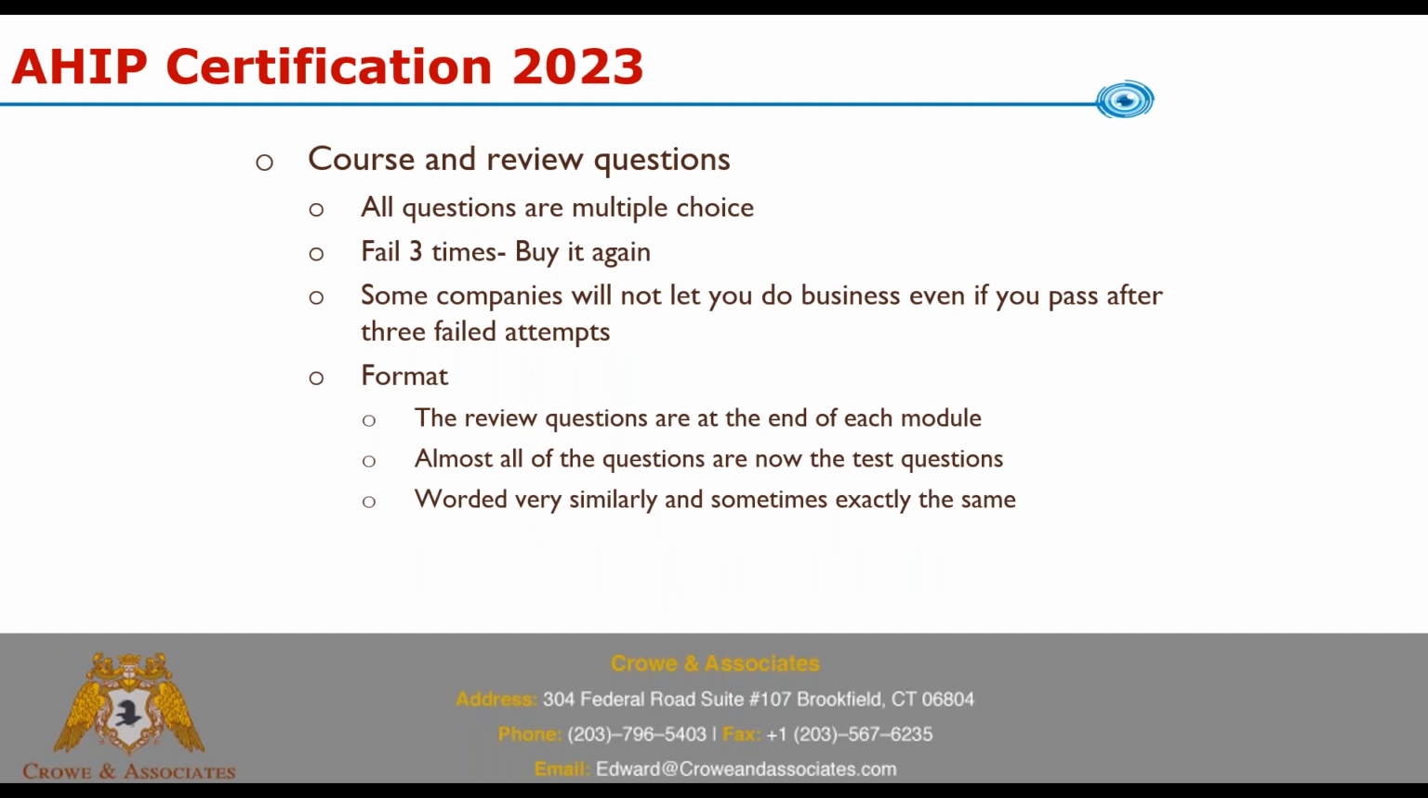So all the questions on AHIP are multiple choice. When you buy AHIP, you get 3 attempts. If you fail 3 times, then you can buy it again and get 3 more attempts. The problem with that is if you fail 3 times, there are some companies that won't let you sell for the year, even if you buy it again and pass on the 4th try, for example. So you really need to pass it within the first 3 attempts, or you're going to have trouble with some of the carriers. And you'll say, well, I bought it the 2nd time, I passed it on the 5th try, and they're going to say, that's great, but you can't sell for this coming year.